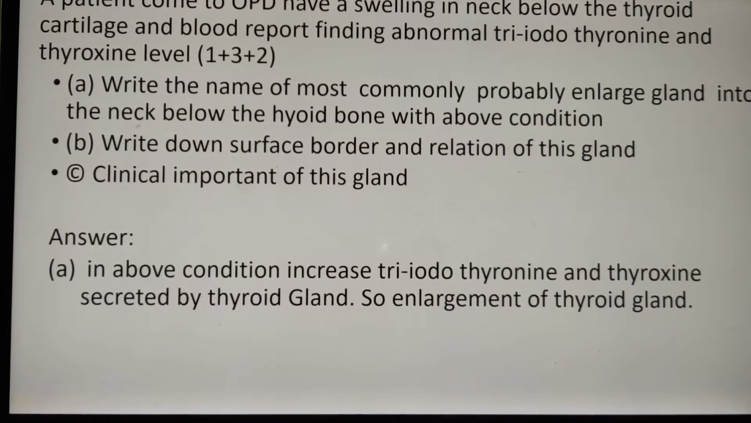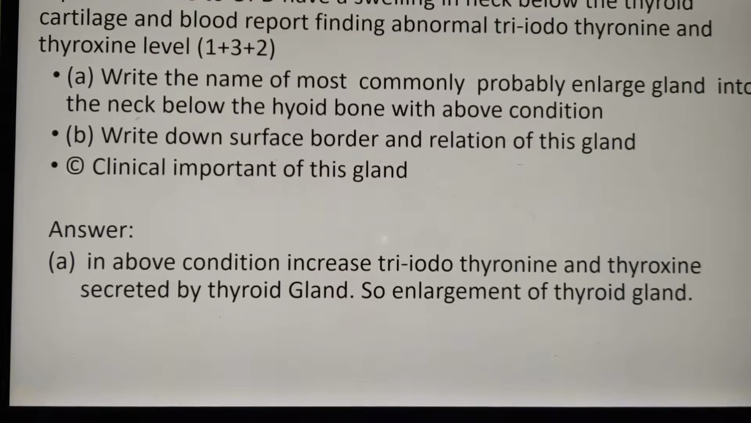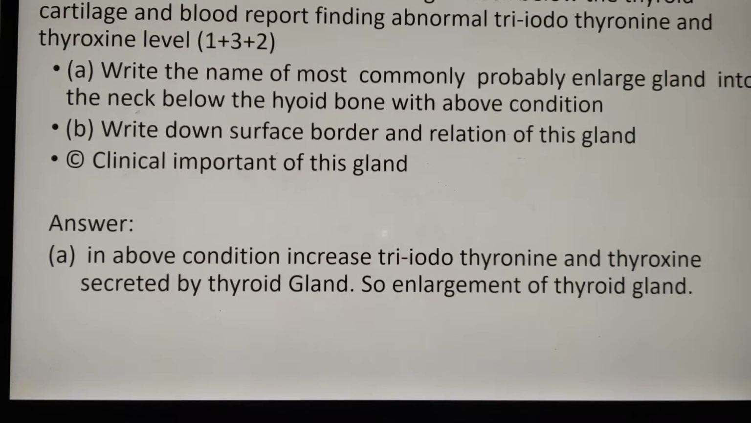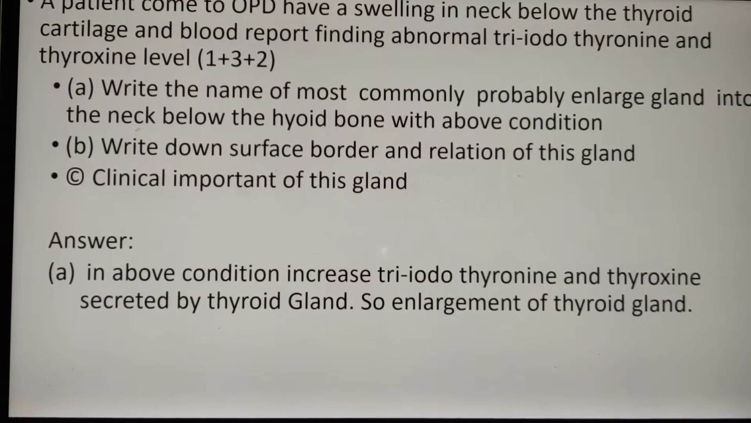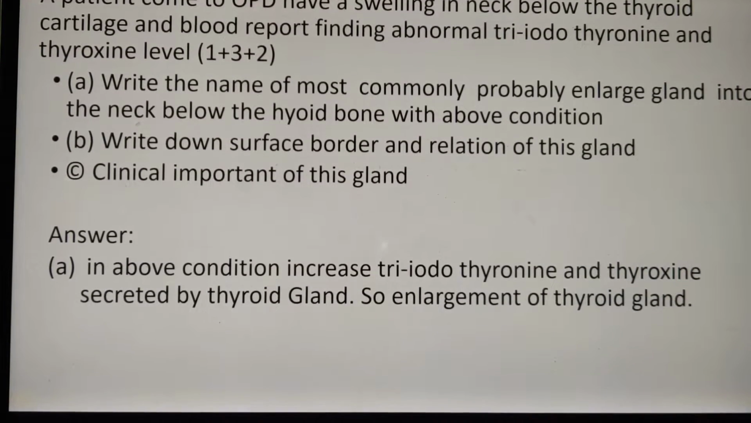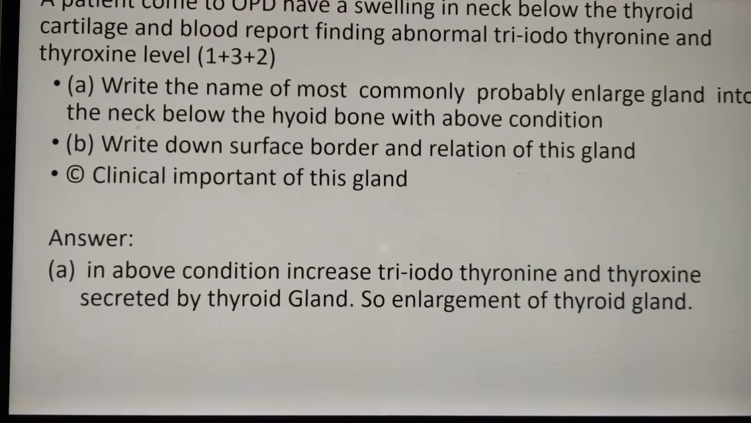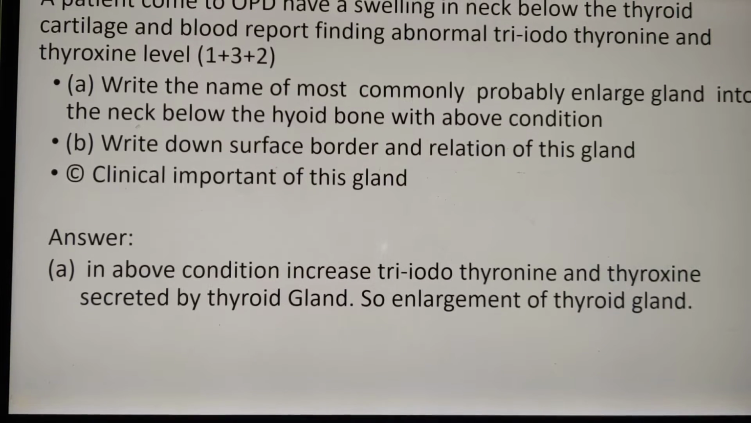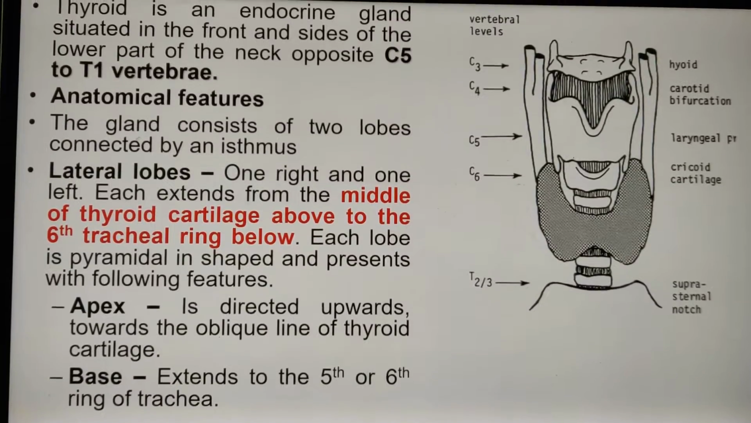Write down the surfaces, borders and relations of the gland and the clinical importance of this gland. The first answer, A: in the above condition, there is increased triiodothyronine and thyroxine secretion by the thyroid gland. So it is secreted by the thyroid gland, so it is the enlargement of the thyroid gland.